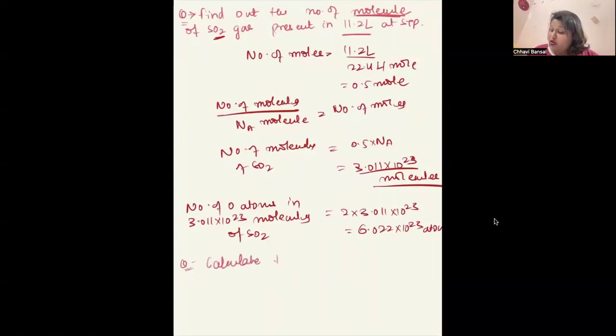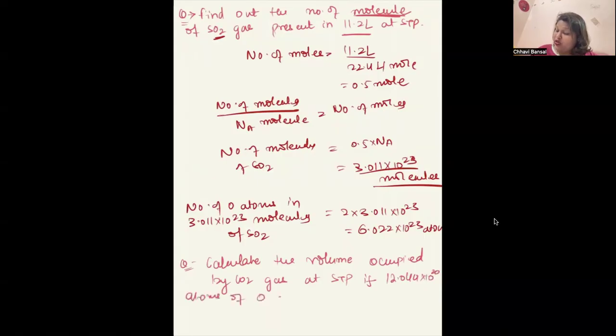Calculate the volume occupied by CO2 gas at STP if 12.044 into 10 raised to power 20 atoms of oxygen are present. Now what are we given? We are given the number of oxygen atoms, right? So from the number of oxygen atoms, can we first find out the number of molecules that are present?